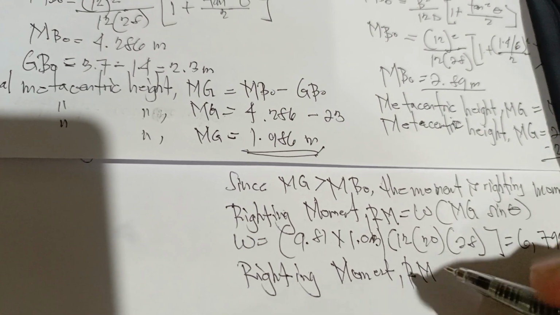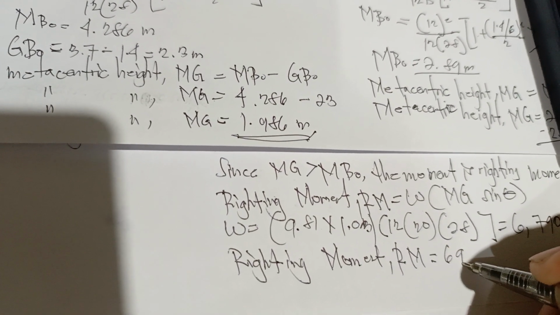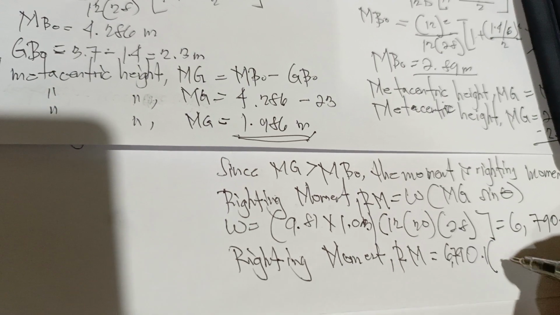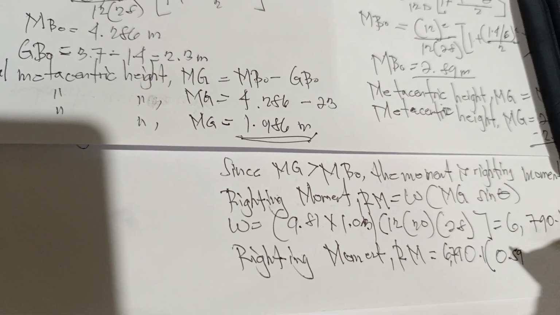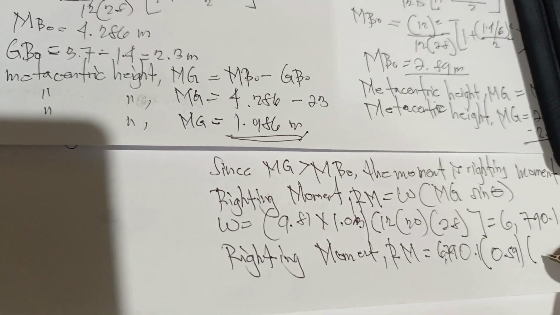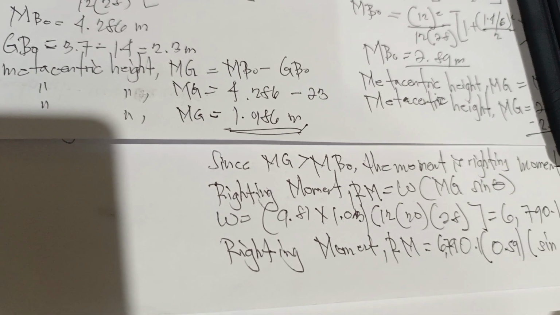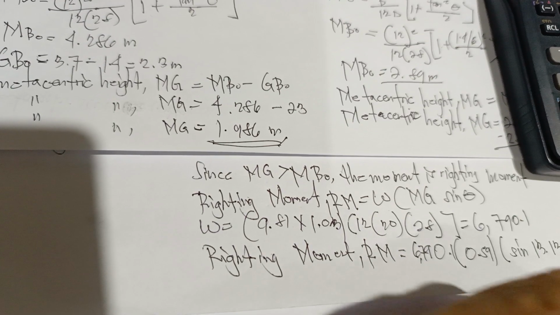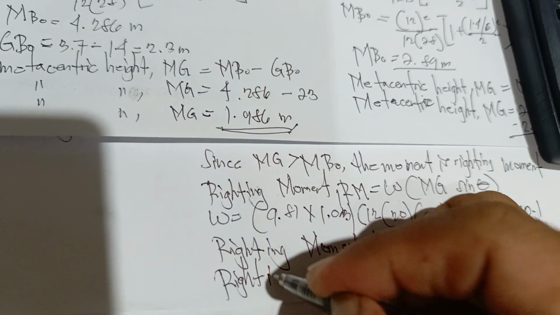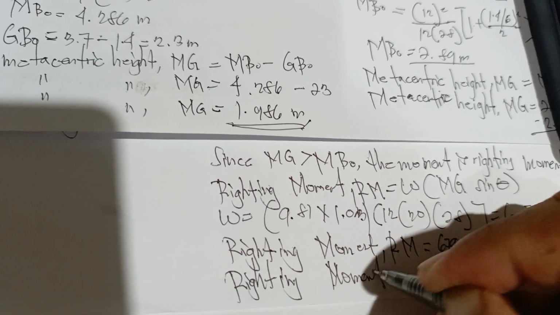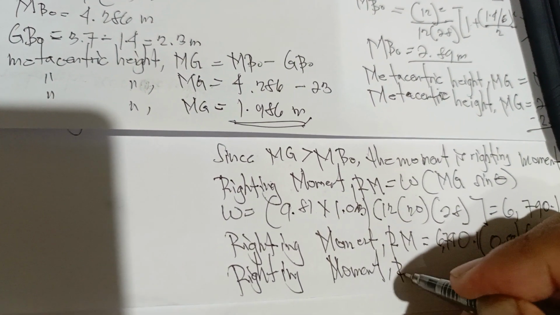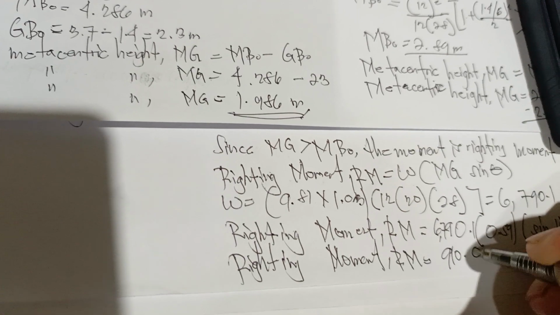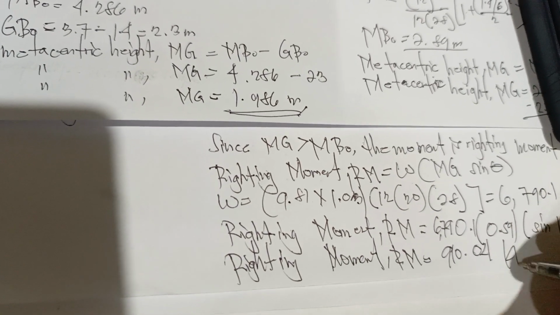So righting moment RM is equals 6790.1 times 0.59 times sin 13.13 degrees cosine 13.13 degrees. Righting moment RM is equals 910.04 kilonewton meters.